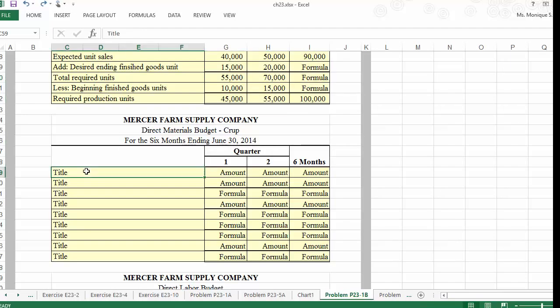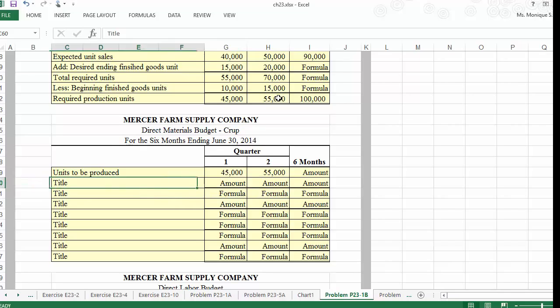So the first thing we'll enter for the direct materials budget for crop will be units to be produced, and we'll get this from our production budget. So that would be 45,000 for quarter 1. It will be 55,000 for quarter 2.